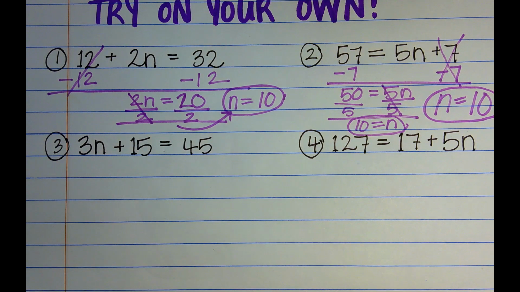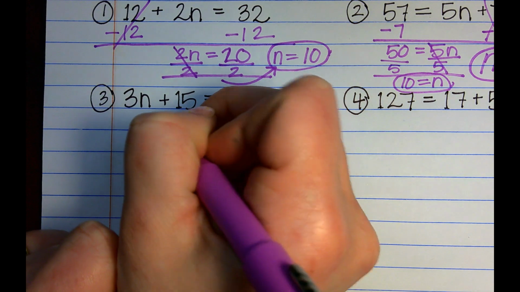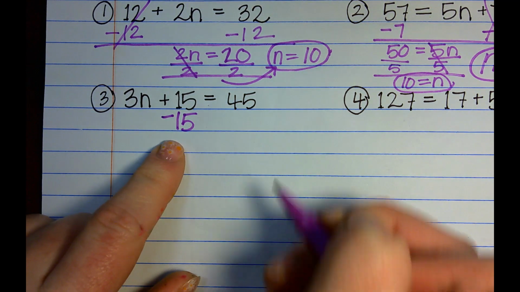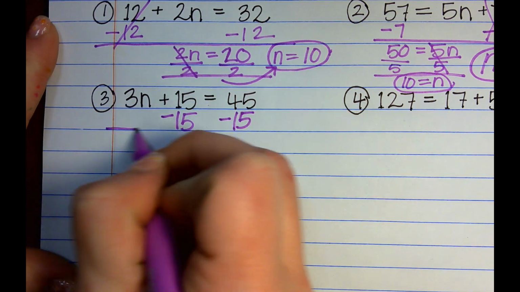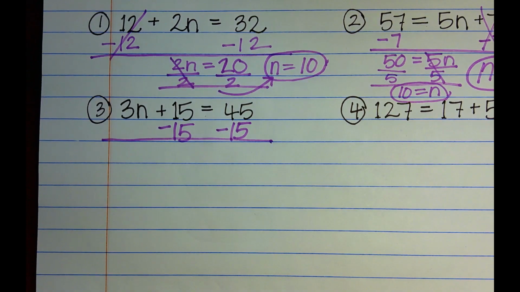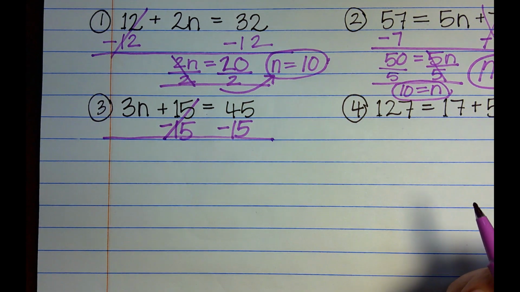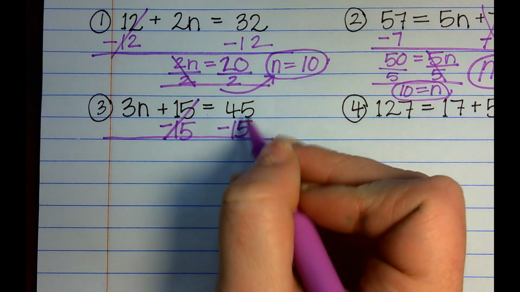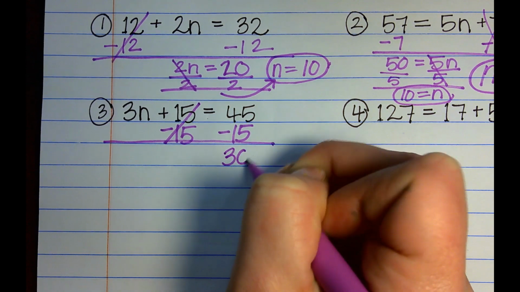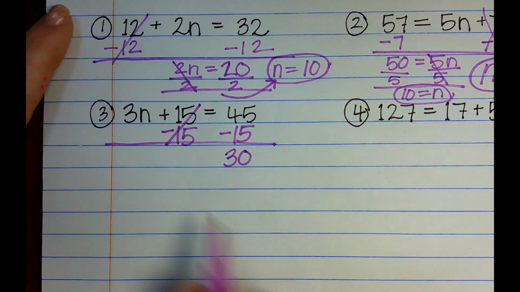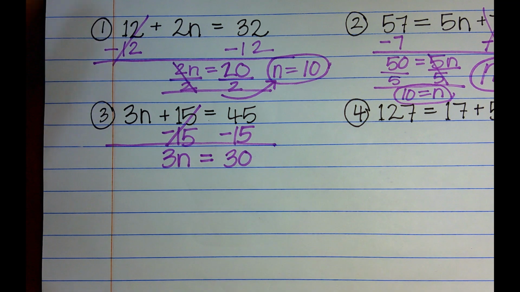Okay. Tell me how to do number 3. Minus 15. Yes. Minus 15 under 45. Perfect. Okay, and then plus what? 15 minus 15 cancel. Yes. And then 45 minus 15 is 30. Good. And then you bring 3n down. Perfect, plus the equal sign.